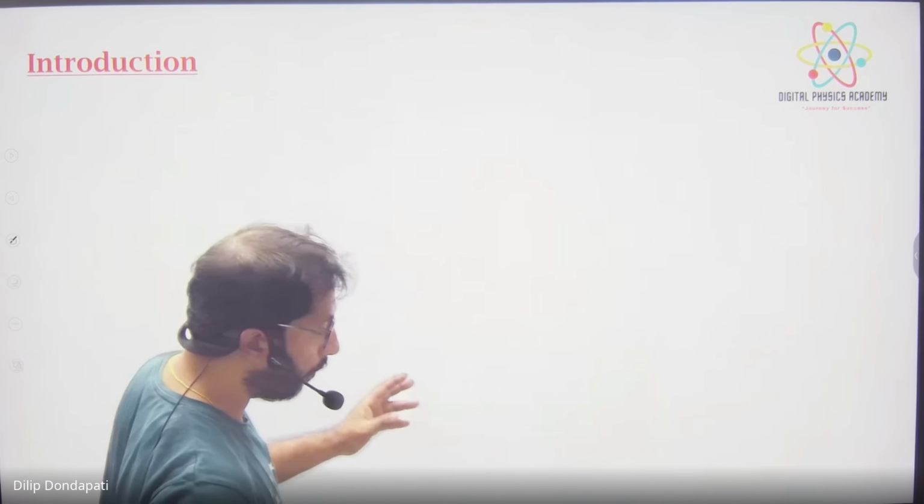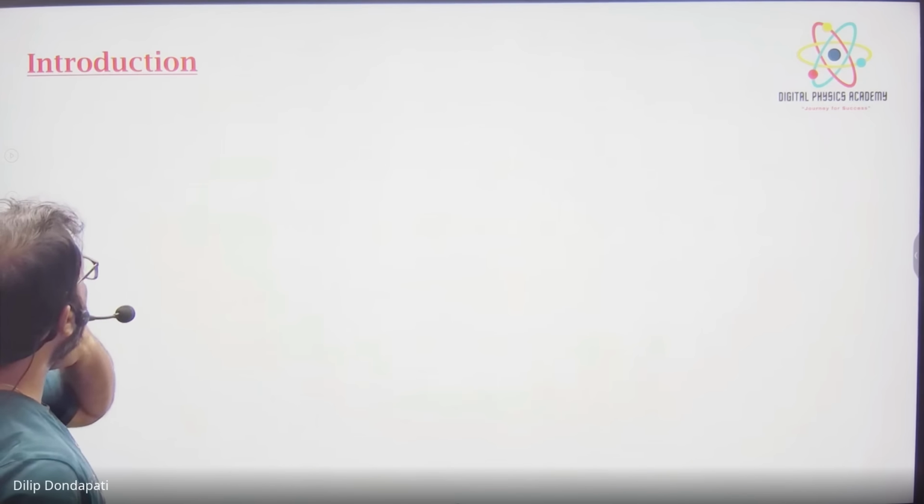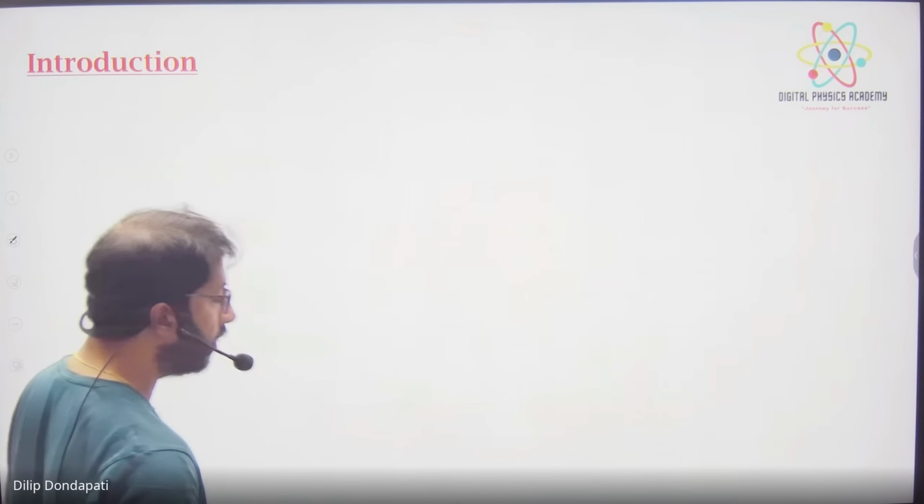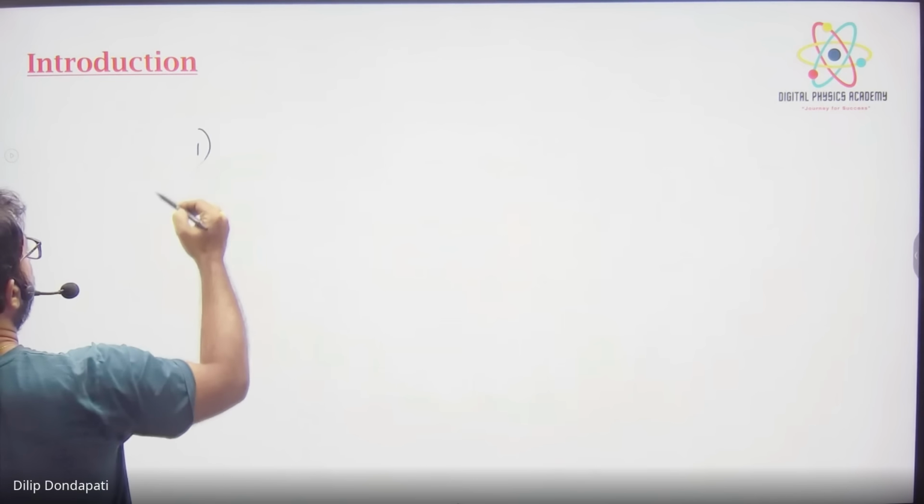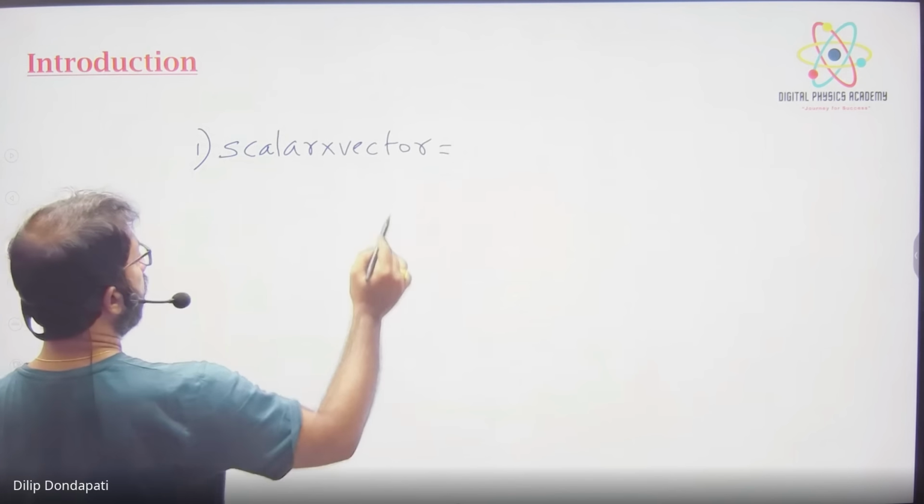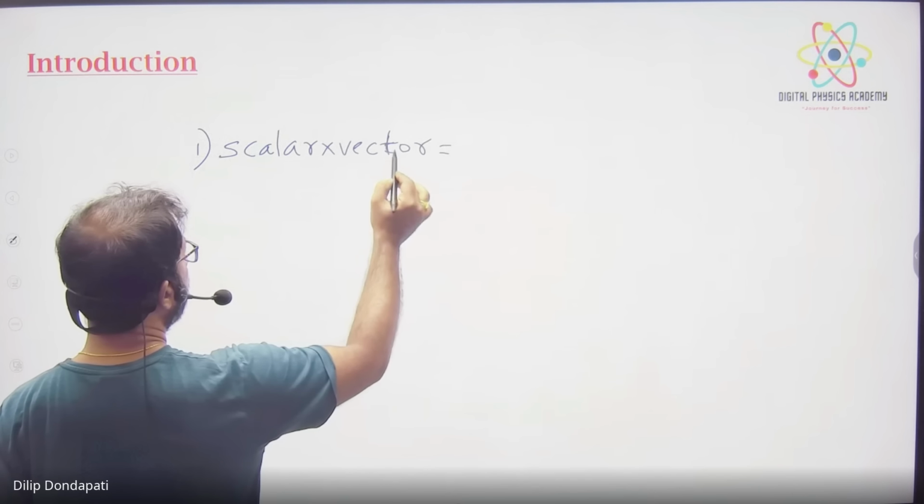Okay? Let's go. In multiplication we have different types of multiplication. Which ones? One is dot product, another is cross product, and another is normal multiplication, scalar into vector. Tell me, scalar into vector will be vector or scalar? Vector.